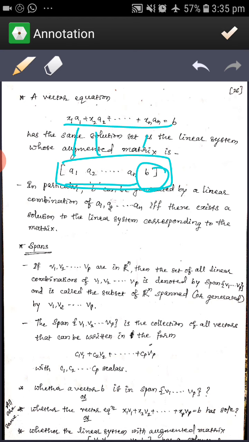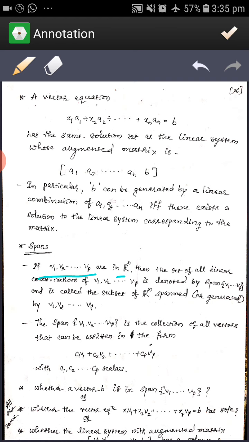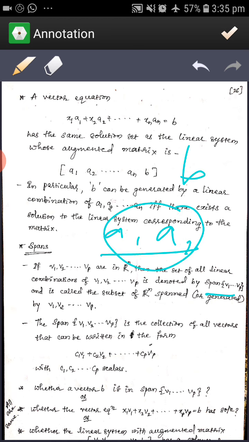Then we call some term a span. A span is also a subset. If v1 to vp are in Rn, then the set of all linear combinations of v1, v2, up to vp is denoted by span of v1 to vp. As we said here, a1 and a2 are the linear combinations, and a1, a2 are nothing but v1, v2, v3. These we call the span, a subset of Rn.